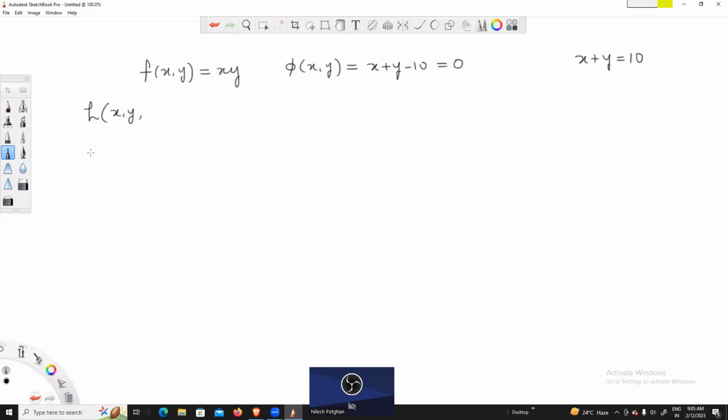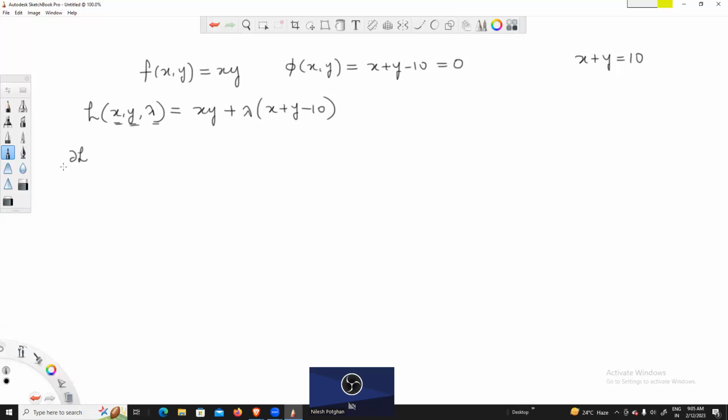So these would be the variables x comma y. I have one constraint, so I have one Lagrange multiplier lambda, and I can write this as the original function f of x comma y, xy, plus lambda times x plus y minus 10. Now I'll be extremizing this Lagrangian function. So how to go about this? These variables are x, y, and lambda.